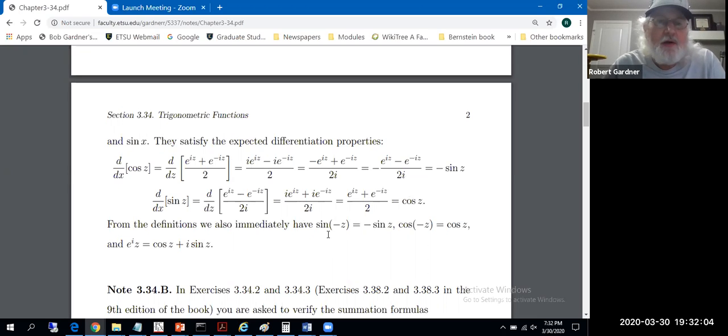We can also observe from these definitions of sines and cosines in terms of exponentials that sine of negative z is the negative of sine z, and cosine of negative z is the same as cosine z. So the sine function, I always say, is spitting out these negative signs, that is, it's an odd function. And the cosine function is absorbing negatives, that is, the cosine function is an even function.